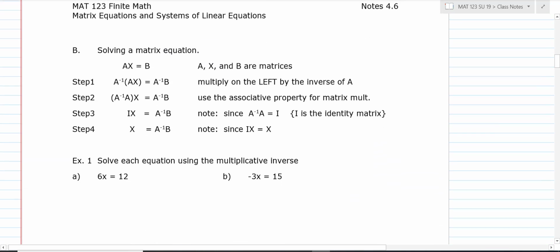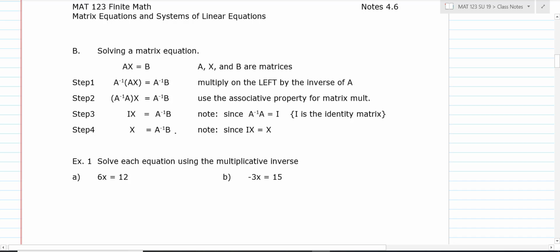Okay, so I'm going to show you how you solve a matrix equation, and we're going to solve these linear equations doing the same thing just to kind of get you comfortable with the idea. So what you did, this is a matrix equation. Remember, A, X, and B, they're all matrices. They're not numbers, they're matrices. So what you do is you multiply on the left by the inverse of A. Okay, and it's important that you do that from the left. It doesn't work out if you do that from the right.